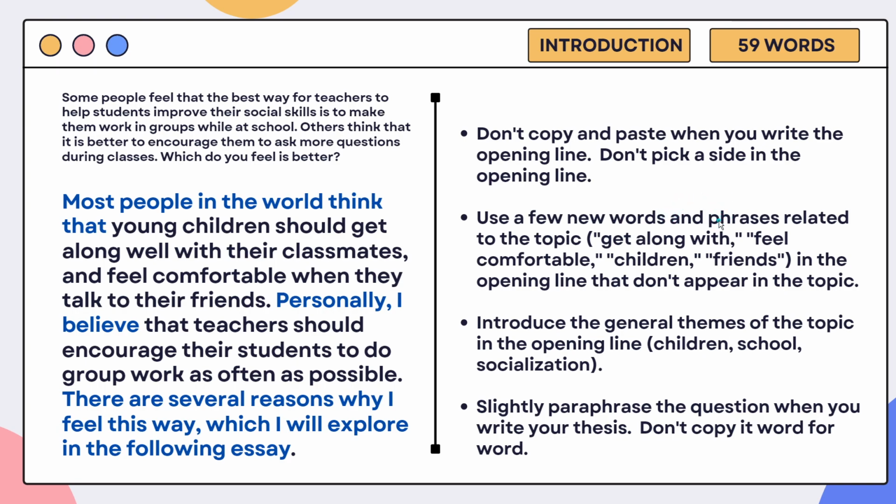And I slightly paraphrased the question when I wrote my thesis. So I did not copy it word for word. I did not say, personally, I feel that the best way for teachers to help students improve their social skills is to make them work in groups while at school. I didn't just copy it word for word. I gently paraphrased it. I changed a few words and the structure, and I moved a few things around.